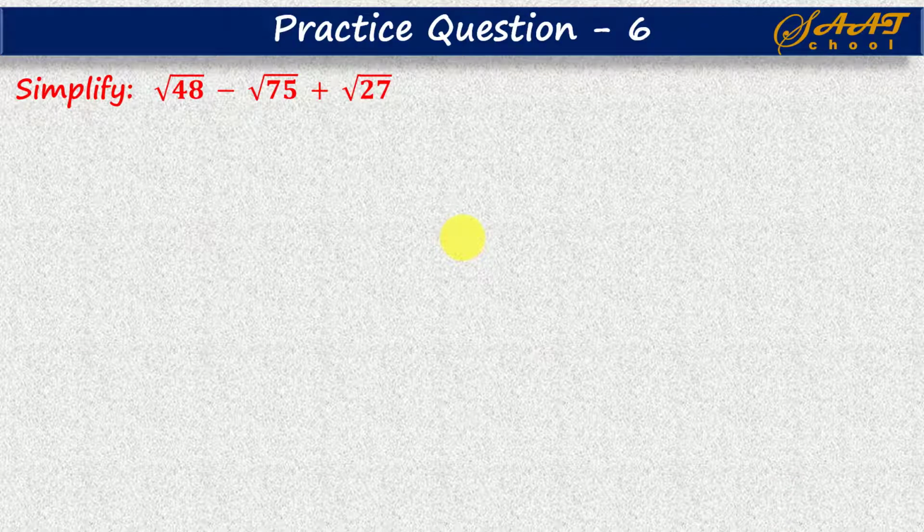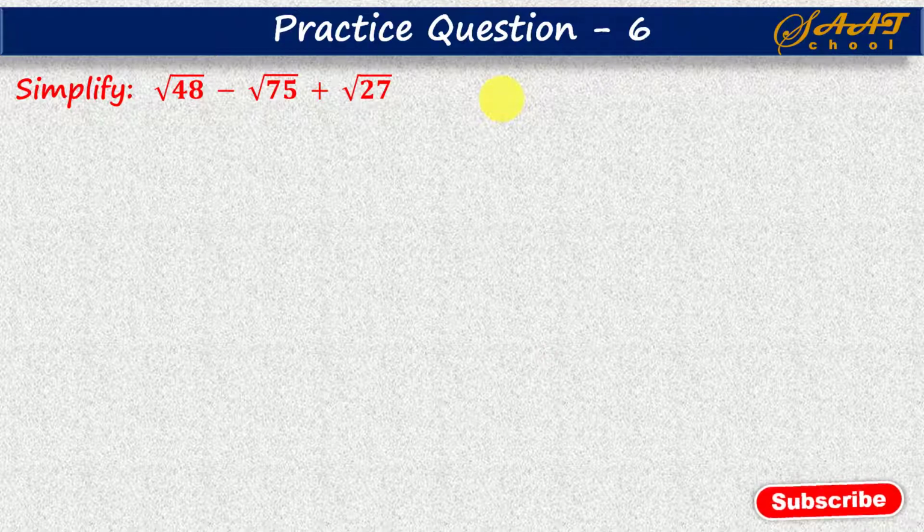Now practice question 6. Again, you have to simplify. You have to change all these numbers into simplest form, and then you add these two if they are like terms, and finally you subtract, again if they are like terms. You can just follow practice question 5. Change all these numbers into simplest form. If there are like terms, you can add and subtract. I think you can do that. Just follow practice question 5.